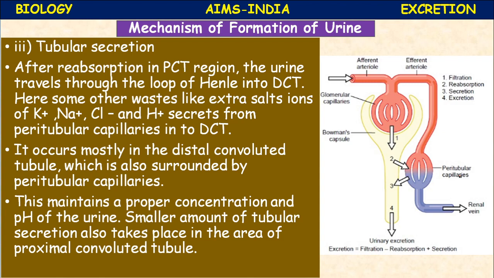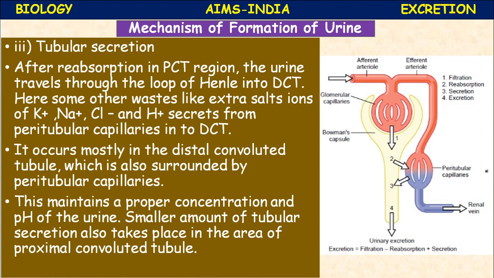Then what is the main function of this tubular secretion? The maintenance of proper concentration and the pH of urine. Okay, the main purpose of tubular secretion is to maintain the concentration and the pH of urine.